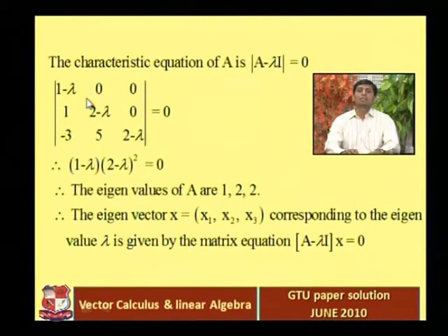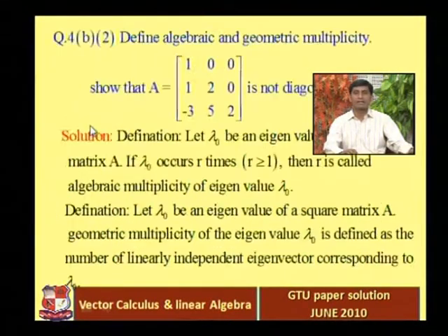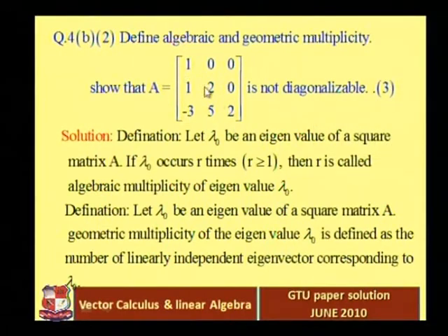Now simply solve this determinant, because these two elements are 0. When you solve this determinant, clearly you will get (1 minus lambda) into (2 minus lambda) squared equal to 0. So the eigenvalues of A are 1, 2, 2. In another way you can also find eigenvalues, because this matrix is a lower triangular matrix.